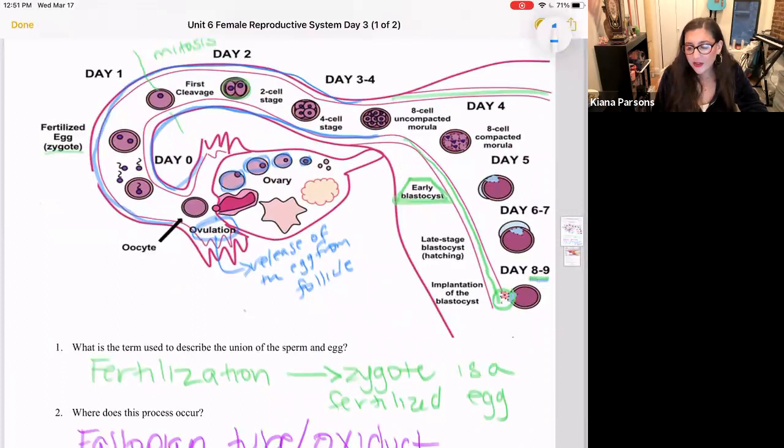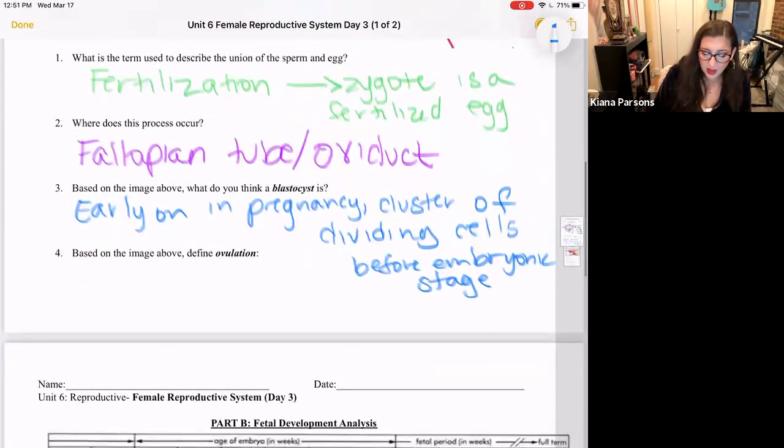So 8 to 9 days after ovulation, that's before even your next period. Right? Because ovulation occurs around day 12 of the cycle, and menstruation begins around day 28 or day 1 of the next cycle. So this would be way before a woman even knows that she's pregnant, at the implantation of the blastocyst. And even hormone levels wouldn't indicate pregnancy yet. Progesterone levels would begin to rise after the implantation of the blastocyst.